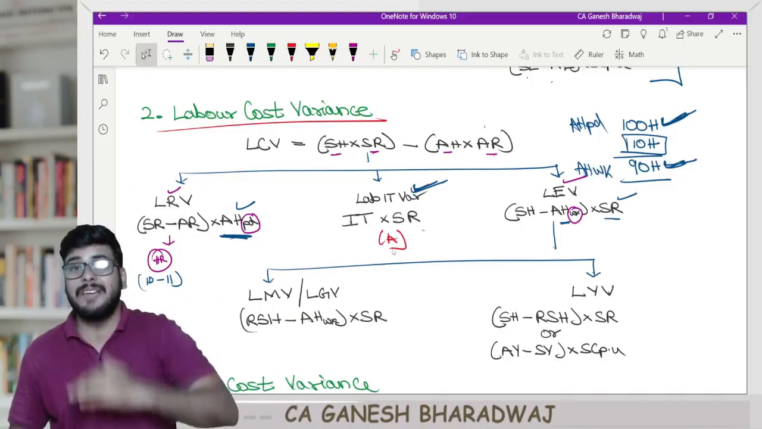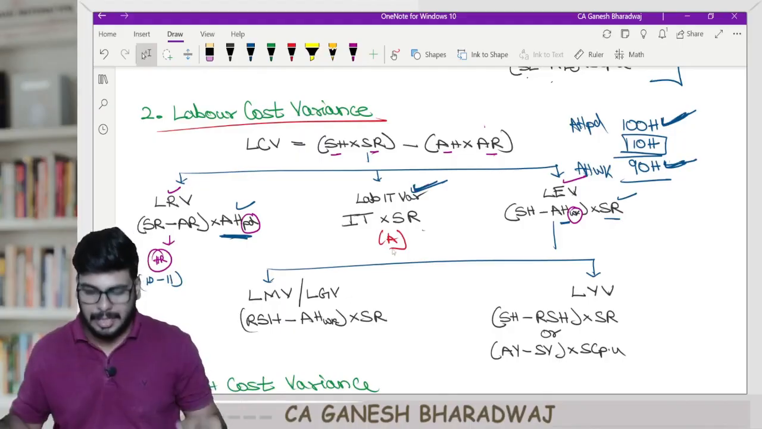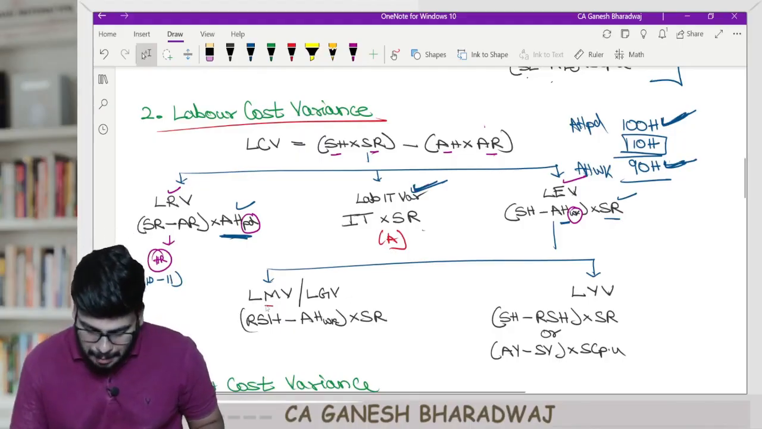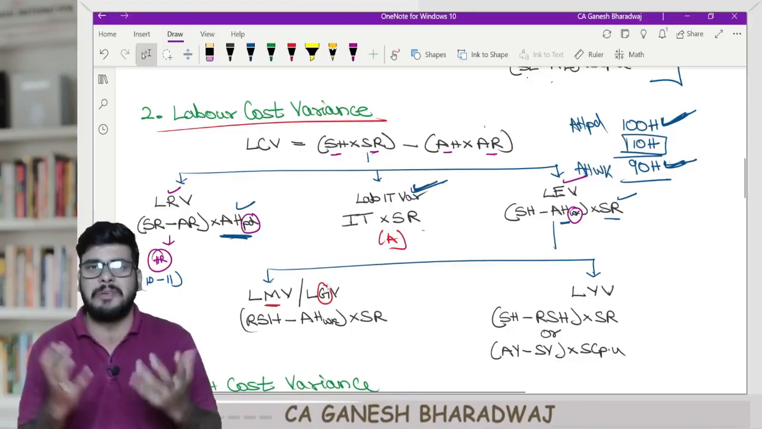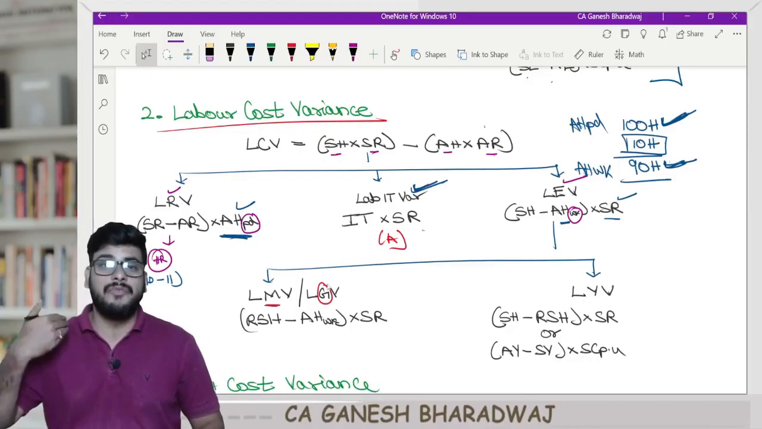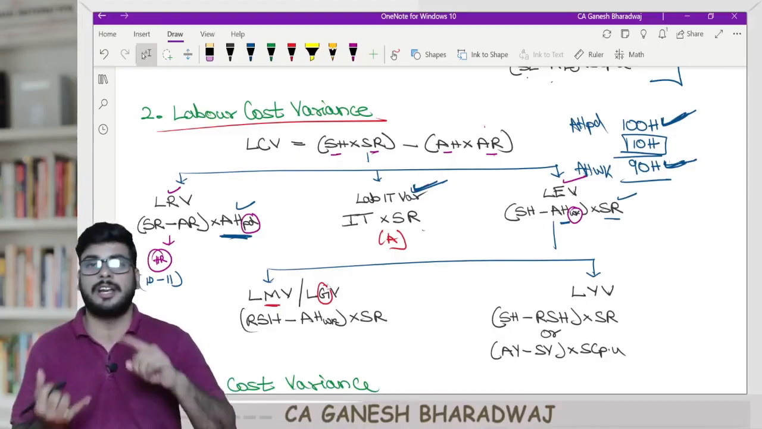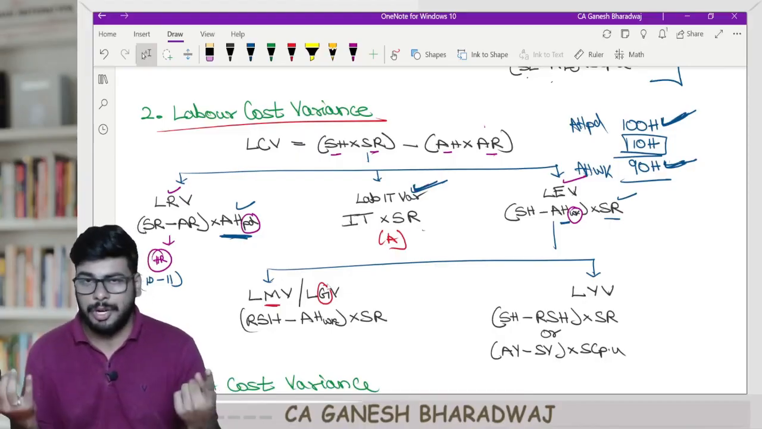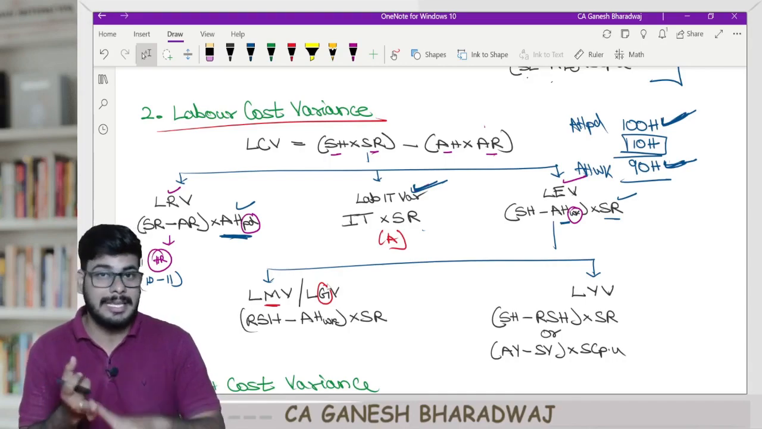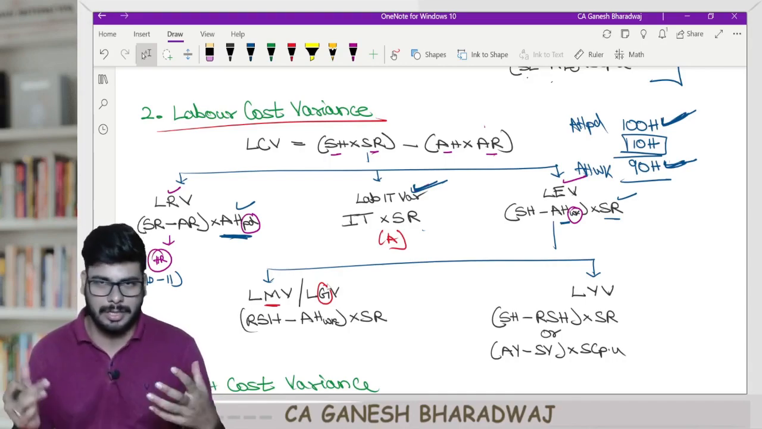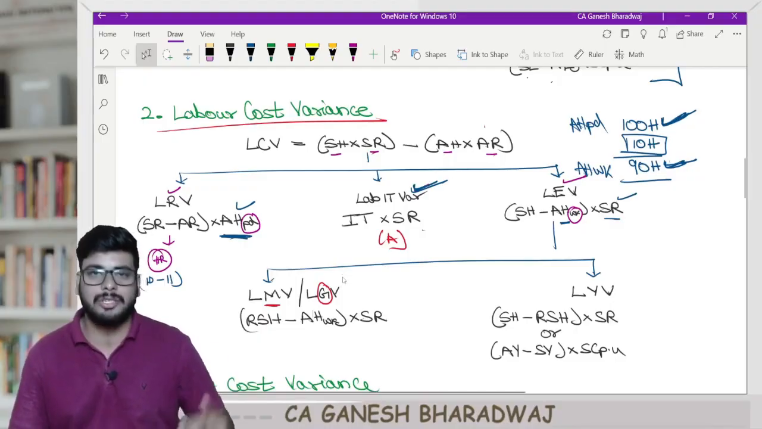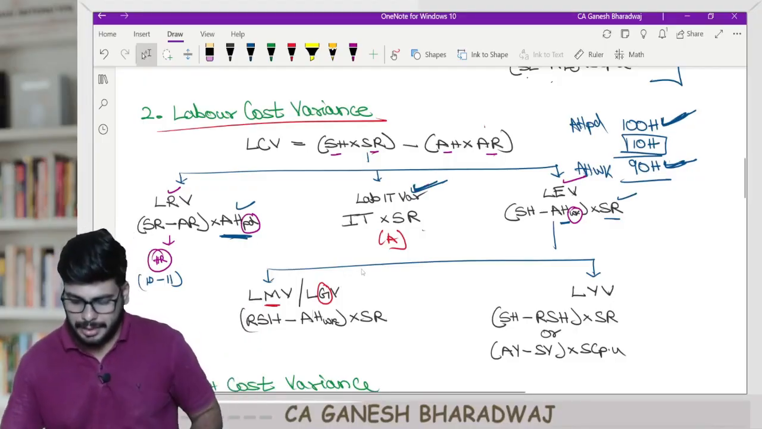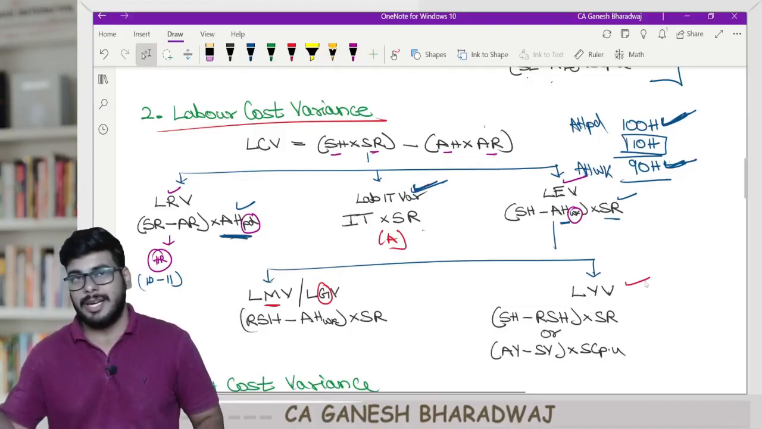Now, this labor efficiency variance can be further classified into what? Labor mix, which is also known as gang. Labor gang or mix variance. Gang means a group of people. So when you have more than one skill set, like your unskilled, semi-skilled and skilled workers, only then do you have this concept of mix or gang variance. The other one is called yield variance.